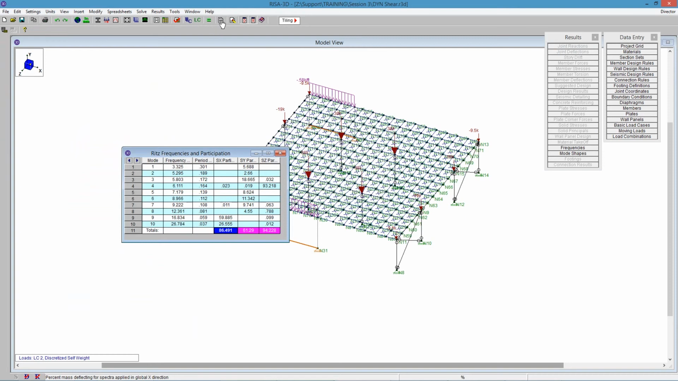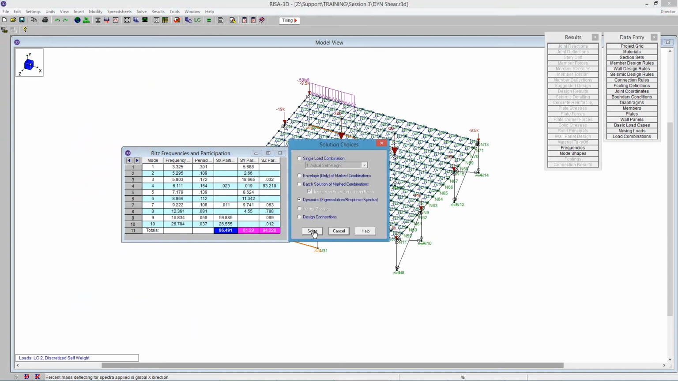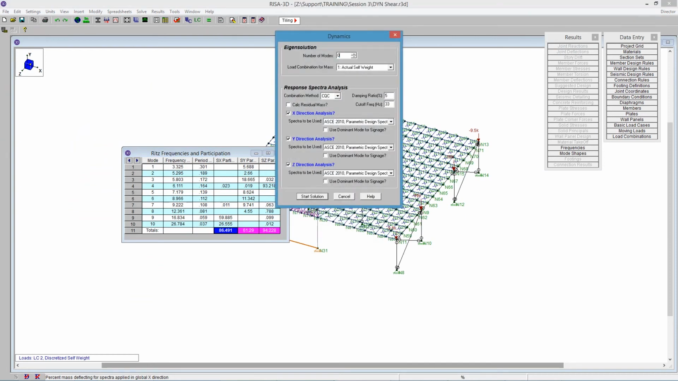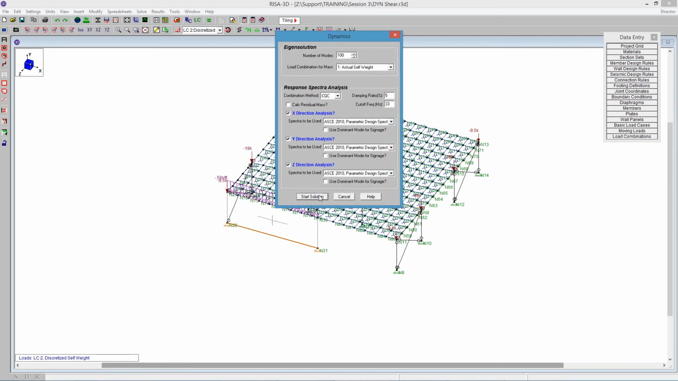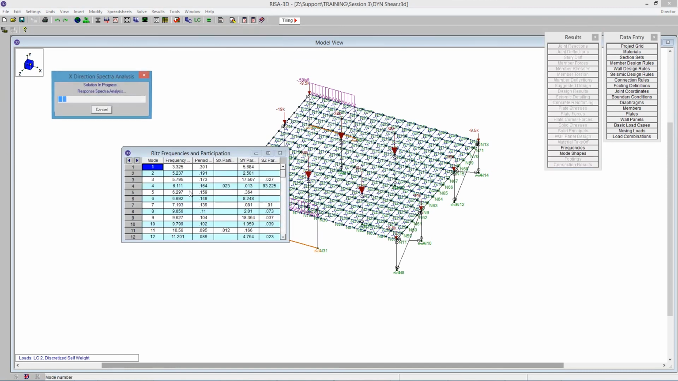One of the things we can do is let's go ahead and increase that back to 100 and see if we can get closer, without having to do the discretization, and say start solution. It'll run through those same, and here we go again. It goes and breaks it down for us, running through and finding all of the different response spectra analysis.